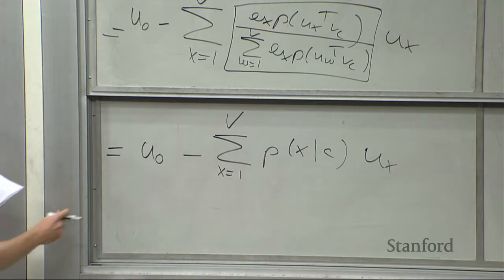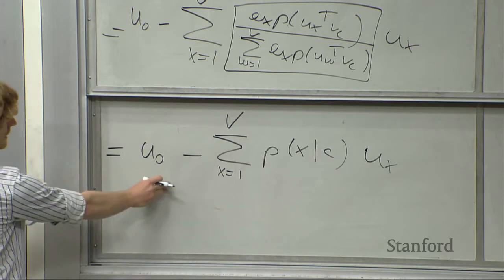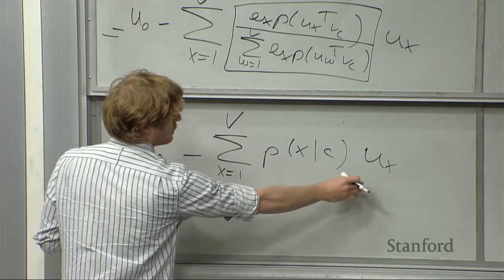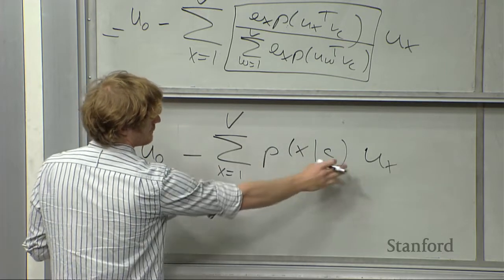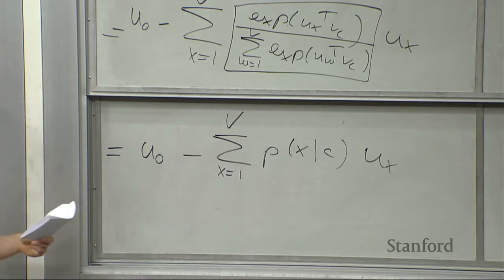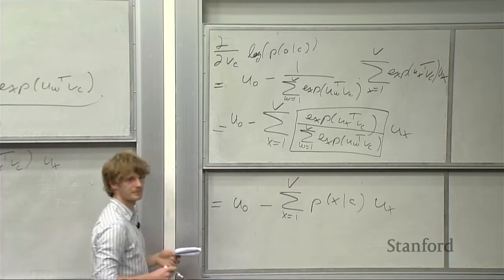So in some ways, you could think of this as like the observed thing. So uo is the actual context word. And you subtract all the vectors across the vocabulary based on their probabilities of all these other vectors according to the model currently to also appear in that window. So it's kind of observed minus expected.